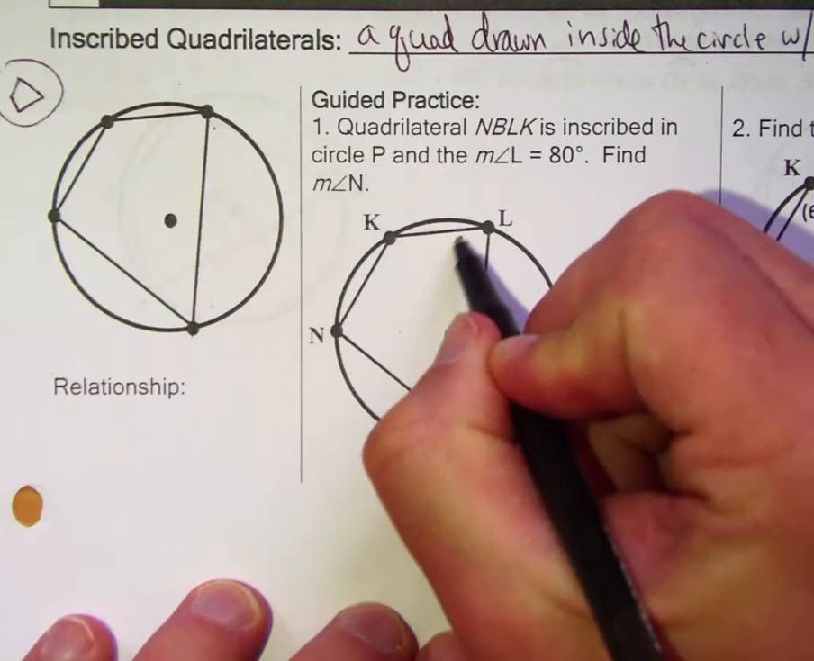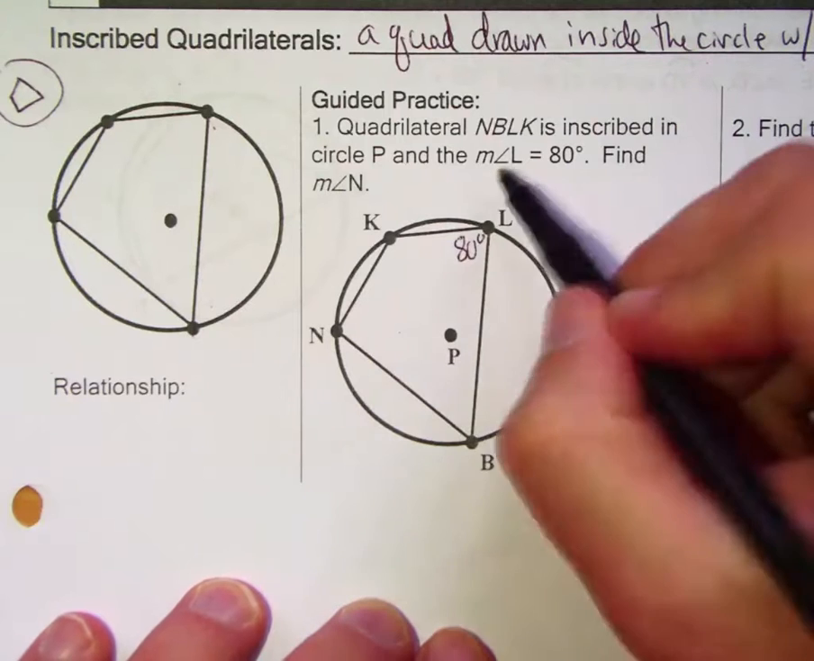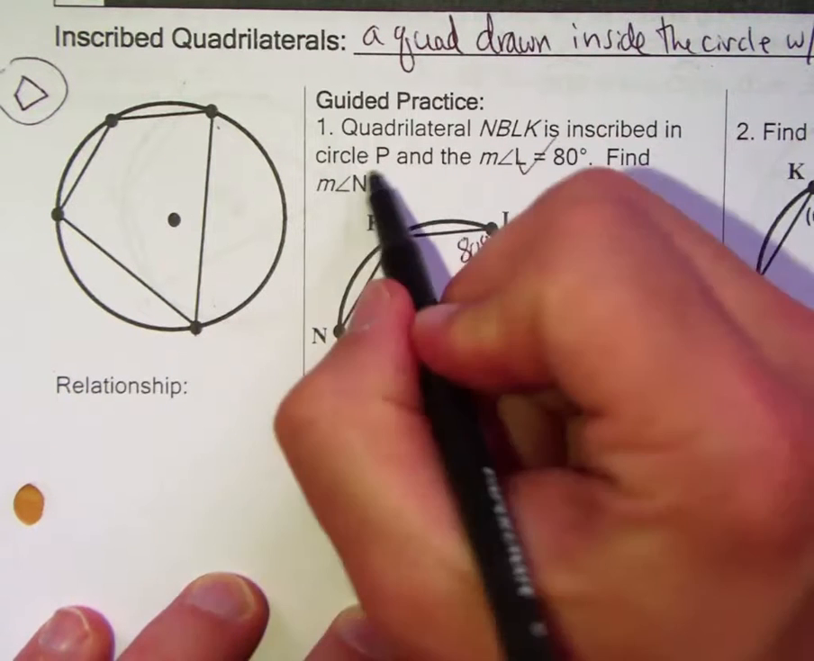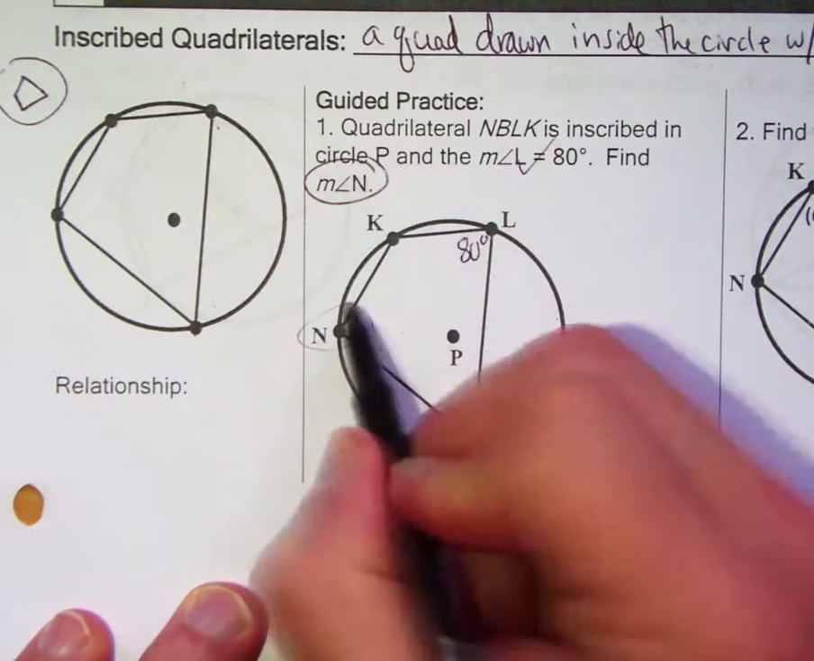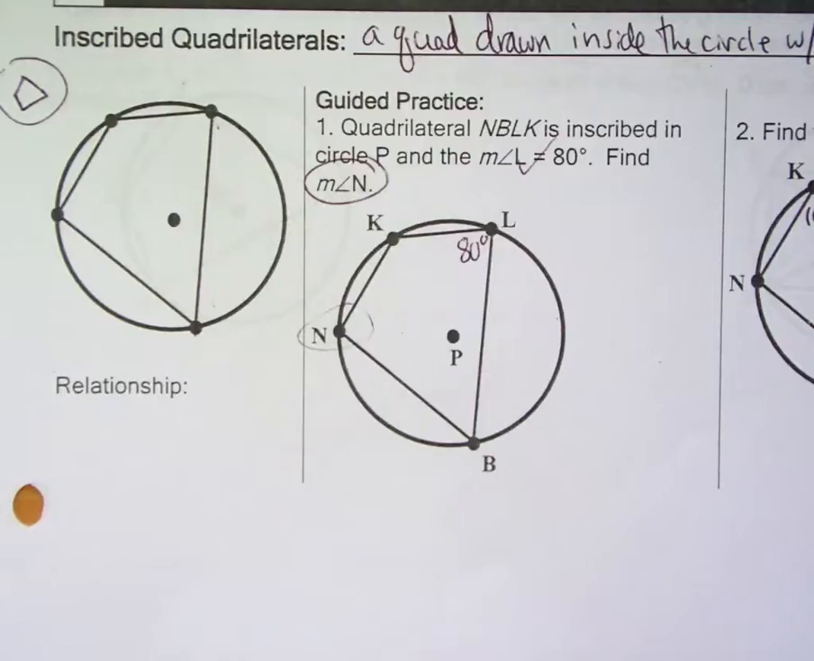Let's go ahead and annotate. Check. Find the measure of angle N. So I'm looking for that over there. We might say that there's absolutely no way we can find that. We only have one little piece of given information. There's no way I can find angle N. But it turns out there is.